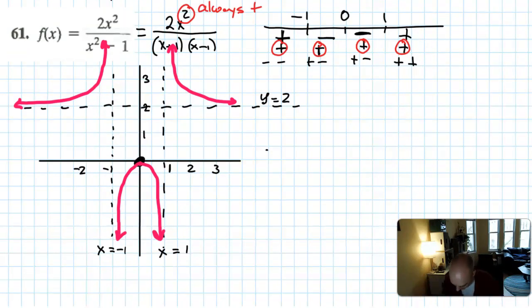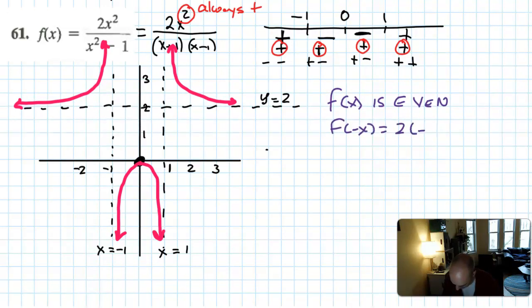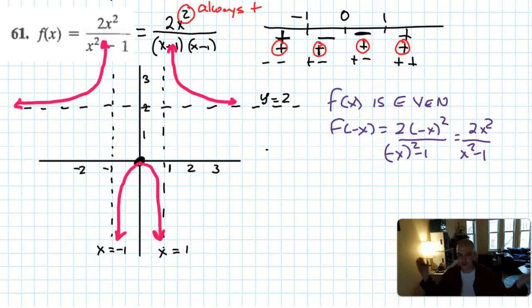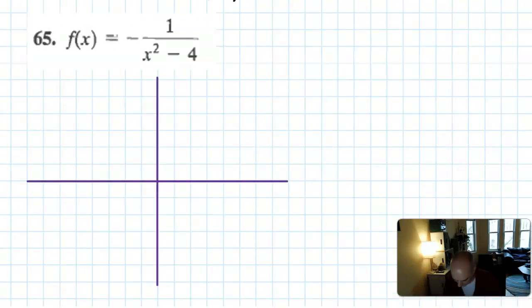Here's a fun observation about this one too. For 61, f of x is even because f of negative x is 2 negative x squared over negative x squared minus 1. Well, all those negatives just cancel out and you get 2x squared over x squared minus 1, which means this should have a left-right symmetry, and oh my gosh, it does. So that's just another hint you can use. A lot of these graphs are not even. It's not always worth doing the symmetry test, but sometimes it's helpful. Let's look at 65.